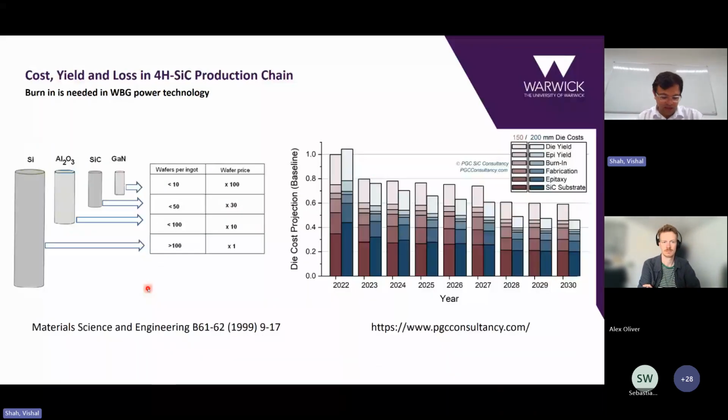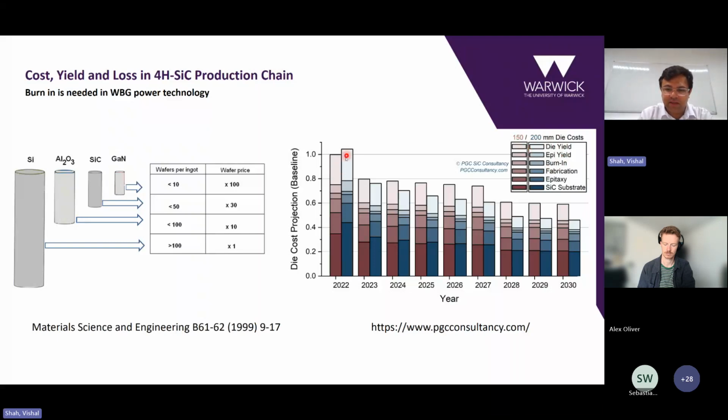So, to analyze what's happening in that production chain, this is the year as we progress, and each one of these components is where the costs of that end device lie. This is an analysis done by PGC Consultancy, but what you can see is that the top 3 squares of every single bar are either burn-in, epi yield, or die yield. These are things where, because the material is comparatively less clean than silicon or has more defects, there is an associated loss in yield or loss of devices, so that the devices that come out of the factory are reliable.